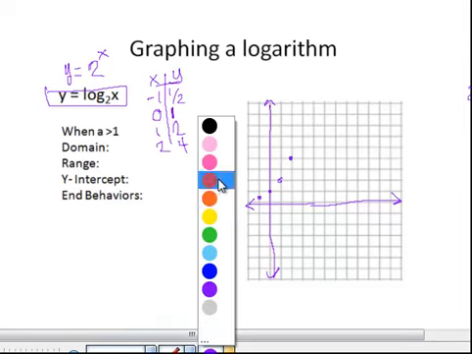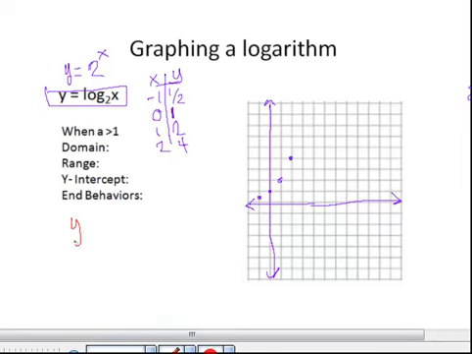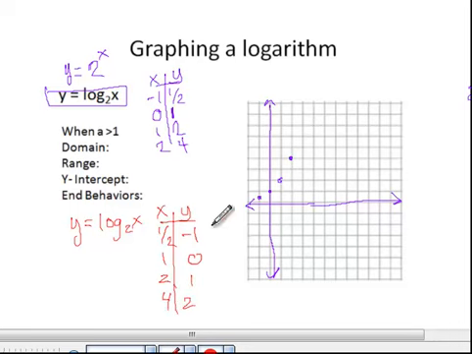Okay, so here's the thing though. To actually graph my y equals log base 2 of x, because they are inverse operations of each other, what I'm going to do is just reverse these. So I'm going to swap those columns so it looks like this. These are my new plot points. So I'm going to go over 1/2 down 1, over 1 up 0, over 2 up 1, and then over 4 up 2.